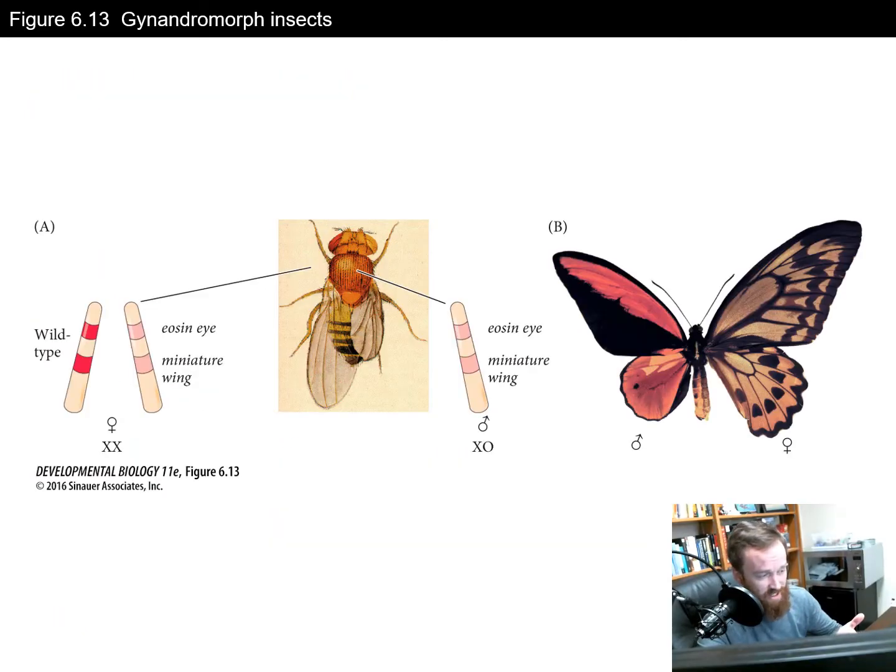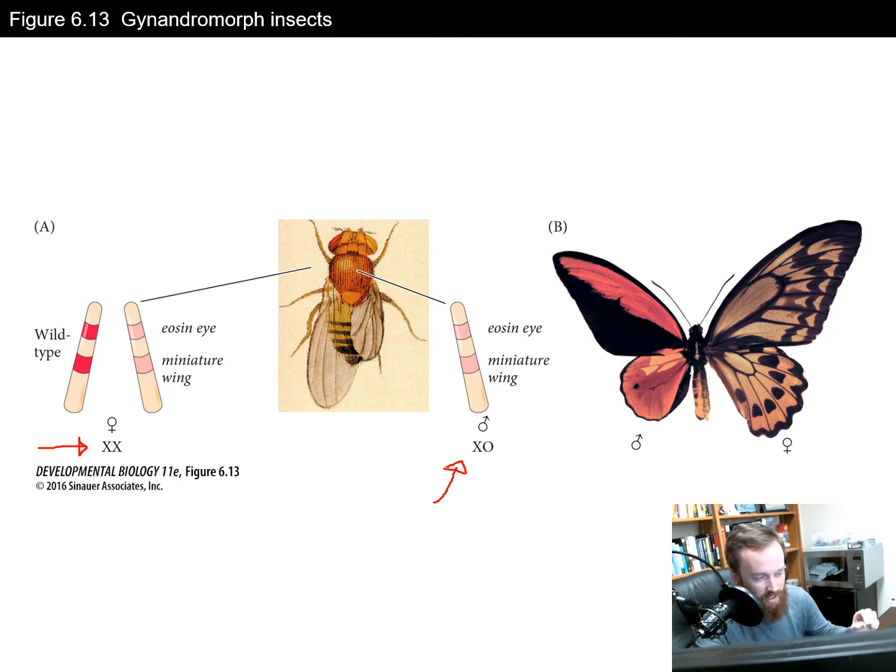In some organisms, like insects, we don't have that normal XY sex determination. Instead, we have XX for females and X0, or just one copy of the X, for males. And so this is where we get this gynandromorph syndrome, or gynandromorph, sorry. And that is an instance where half of the organism is male and the other half is female, kind of seen with our chicken example on the very first slide of the lecture.